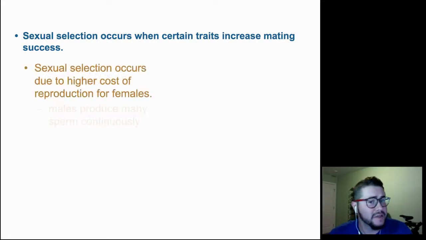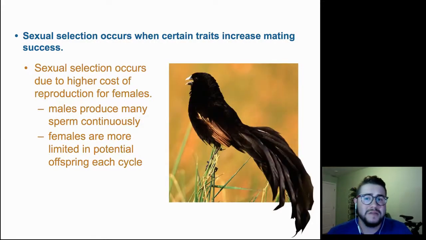Next up is sexual selection. Sexual selection occurs when certain traits increase the chance of successful mating. Generally, this happens because there is a higher cost of reproduction for females than there is for males. And so males have to continuously compete either for access to females or for the right to mate with them.